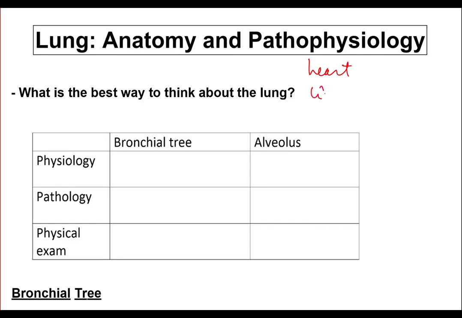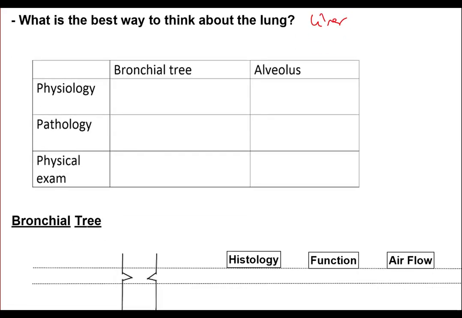If you were to say, how do you think about the liver, it cleanly breaks into diseases of the hepatocyte and diseases of the biliary tree. So what's the best way to think about the lung? The lung is really best thought of as the bronchial tree versus the alveolus. And this sets up for many ways we think about it.